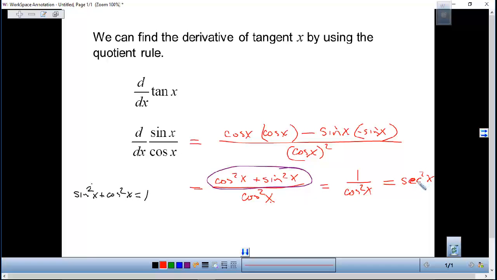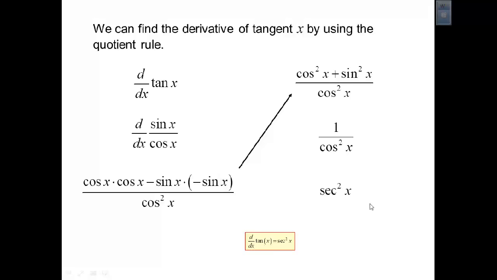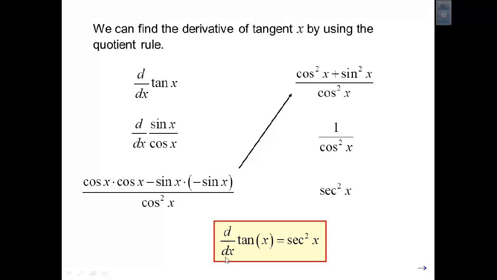So you've just derived what the derivative is. You solved algebraically and found what the derivative was for tangent. So the derivative of tangent x is secant squared x. So the derivative with respect to x of tangent x is secant squared x.